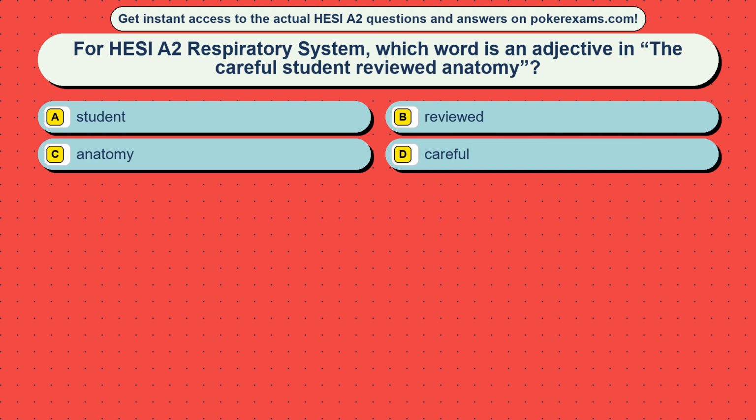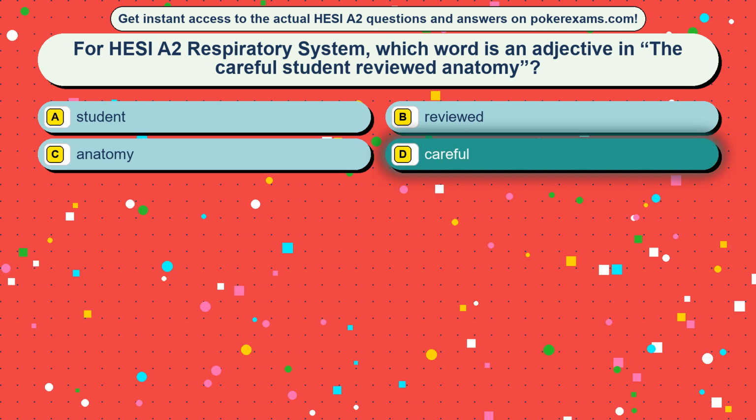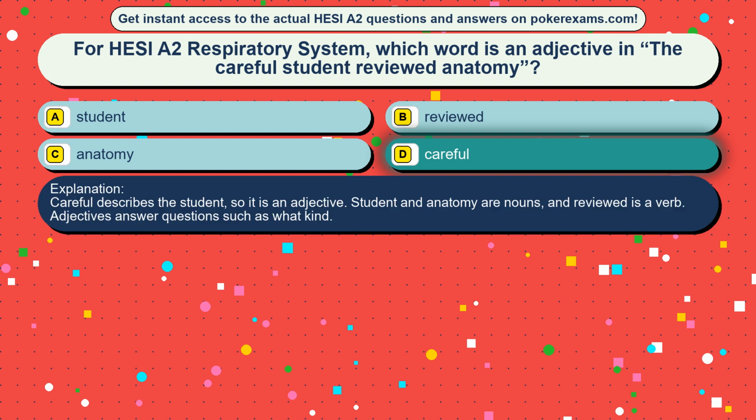Question 2. For HESI A2 Respiratory System, which word is an adjective in the careful student reviewed anatomy? Option A student, option B reviewed, option C the anatomy, option D careful. The correct answer is option D, careful. Careful describes the student, so it is an adjective. Student and anatomy are nouns, and reviewed is a verb. Adjectives answer questions such as what kind.